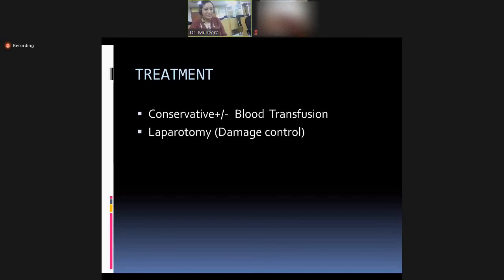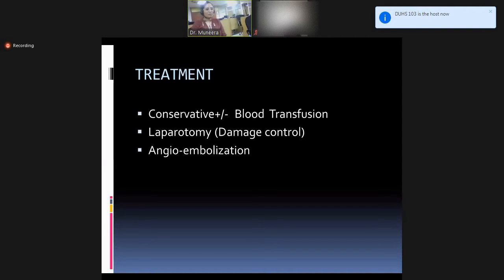Option 2, when your patient has an organic injury present, like spleen is injured, liver is injured, or small bowel is injured, then you really have to go for invasive procedures like surgery. And surgery in trauma is known as laparotomy, and this is damage control laparotomy.